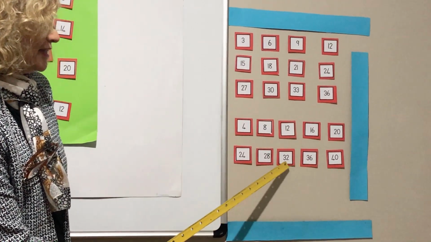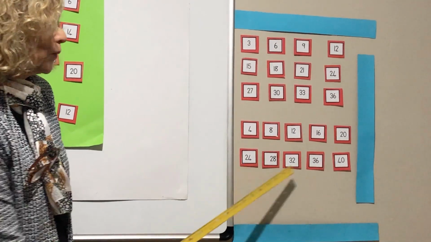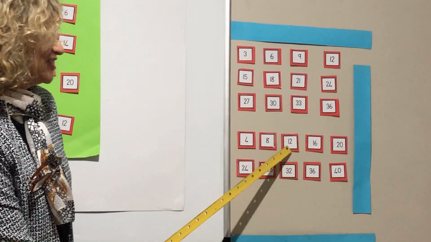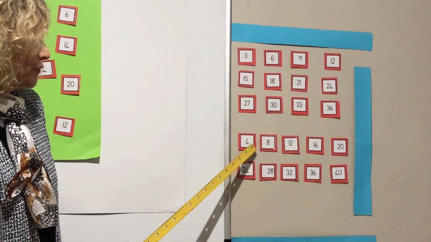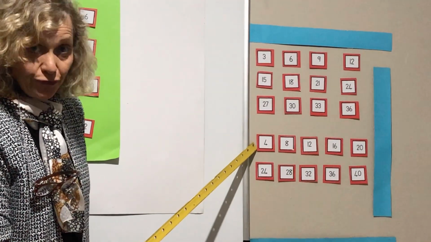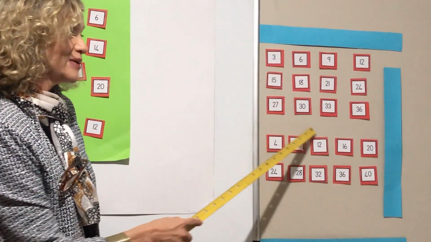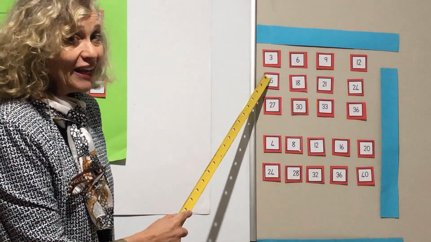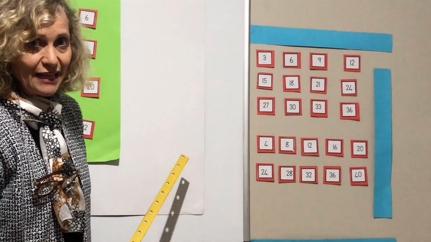36, 32, 28, 24, 20, 16, 12, 8, 4. These are all multiples of the 4 times table. And all these here are multiples of the, what do we say for these again? +3. So they are multiples of the 3 times table.